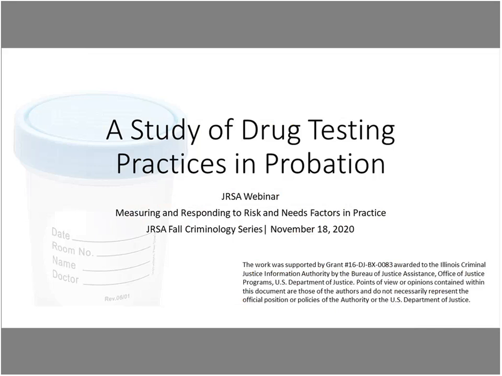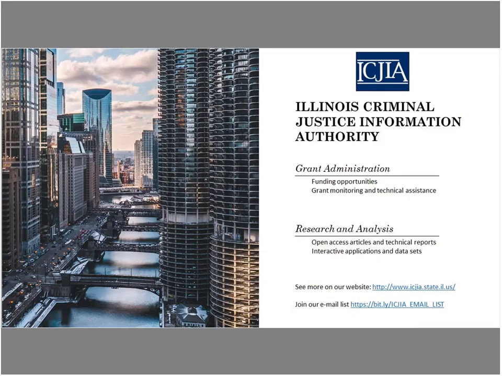What I'm going to be presenting on is not about risk and needs assessment tools, but drug testing, which is another kind of tool that can help guide services and sanctions. The Illinois Criminal Justice Information Authority, or ICJA, serves as the Illinois Statistical Analysis Center. My presentation will draw from a series of 2 articles available on the ICJA website. One is a literature review of drug testing, which will provide some background for the presentation, and the other is an article on the study itself of drug testing practices in the state.